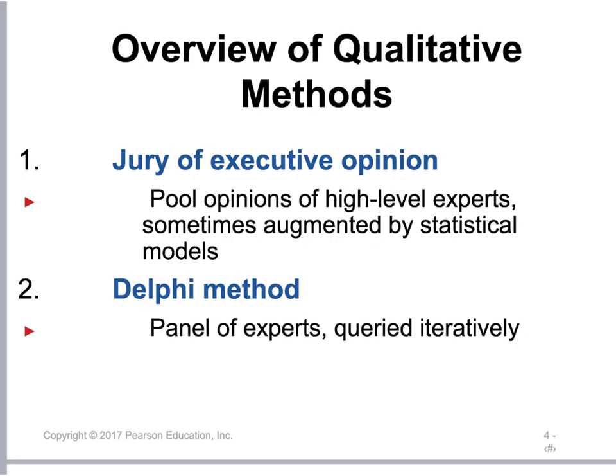So examples of qualitative methods, you have the jury of executive opinion, where people who are experts come in and they give you their opinion on how much they think can be sold, what they think a new item's going to do, and then you can augment that with some statistical models. Then you have the Delphi method, where you have a panel of experts.